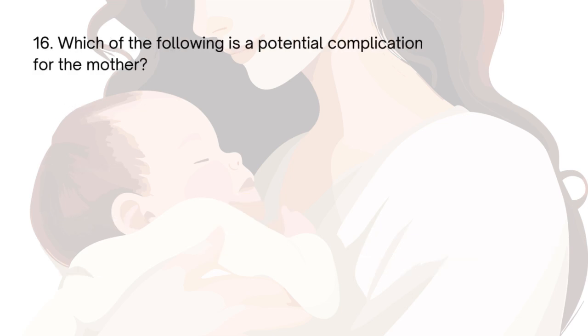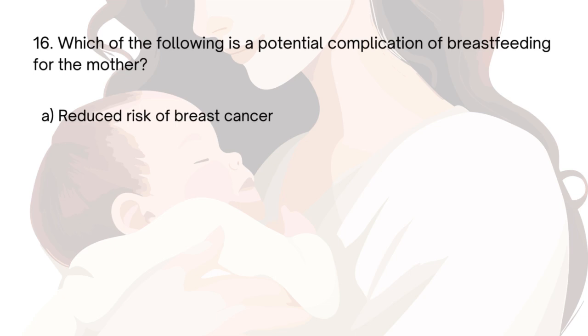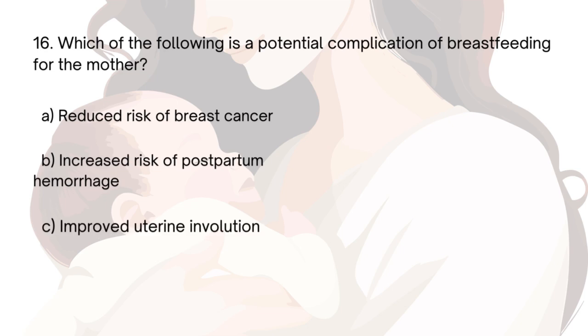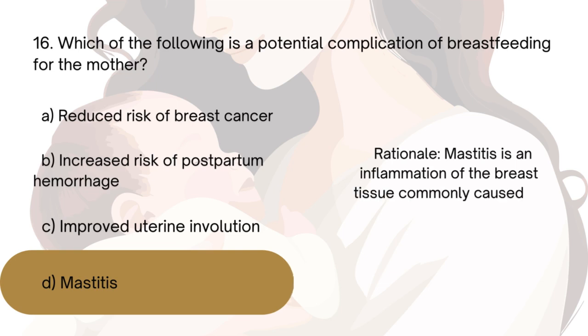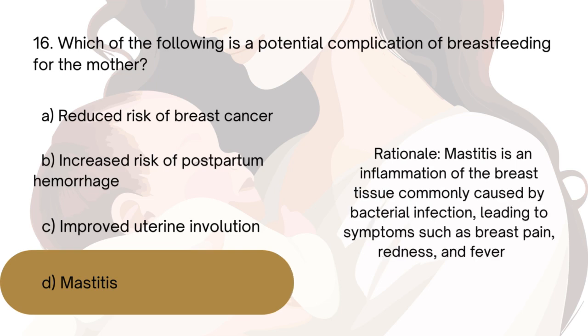16. Which of the following is a potential complication of breastfeeding for the mother? A. Reduced risk of breast cancer. B. Increased risk of postpartum hemorrhage. C. Improved uterine involution. D. Mastitis. Rationale: mastitis is an inflammation of the breast tissue commonly caused by bacterial infection, leading to symptoms such as breast pain, redness, and fever in breastfeeding mothers.